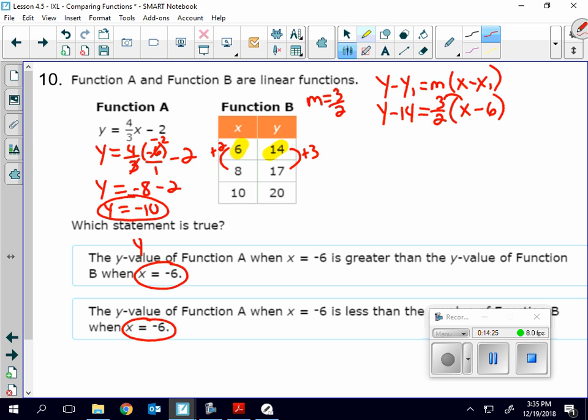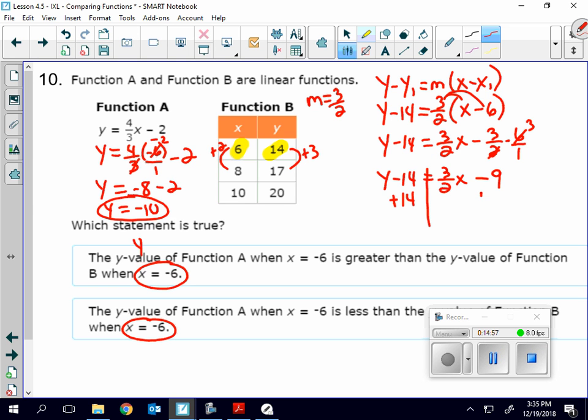Distribute. y minus 14 equals 3/2 x minus, I'm just going to write it, 3/2 times 6 over 1. Okay, these cancel here. I get a 3 up here when I divide both by 2. This is y minus 14 equals 3/2 x minus 9. And we'll add our 14 to both sides to get our y alone in slope-intercept form.